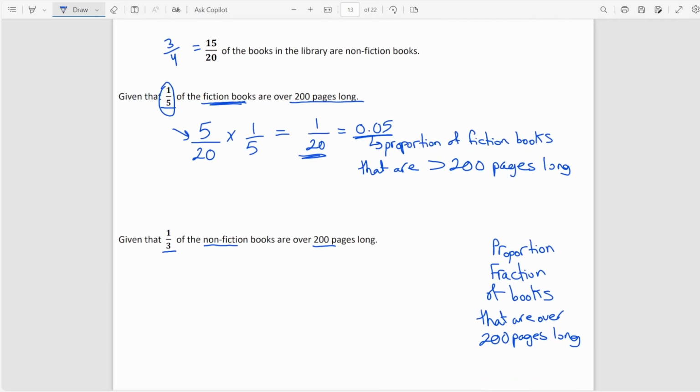Now, as for this over here, 1 over 3 of non-fiction books. Now, I know that 15 over 20 is the fraction of non-fiction books. If I multiply that by 1 over 3, I will get 5 over 20. All right? Which simplifies to 1 over 4. So, 1 over 4 or 0.25 of my books are non-fiction books that are over 200 pages long.